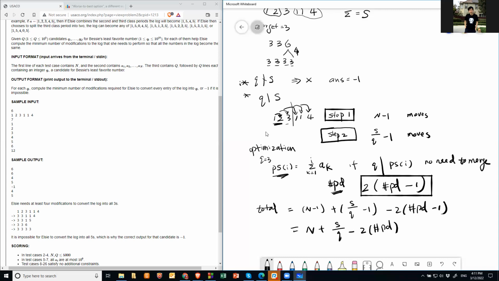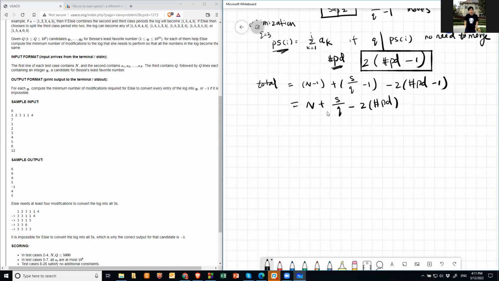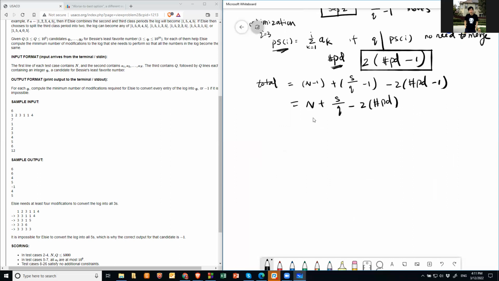In the condition that s is divisible by q. Right? So n is obviously the original number, so that's O(1). S divided by q, that's just a division, that's O(1). So the number of PDs, so the number of pre-sums that are divisible by Q, right? This I can easily do in O(n) or O(n) squared, right?